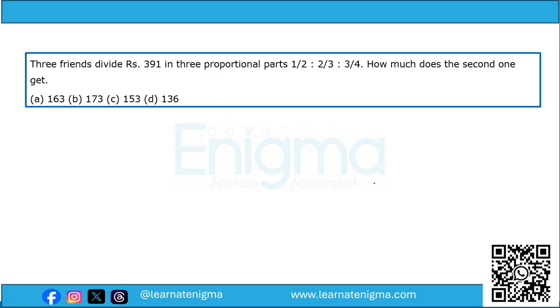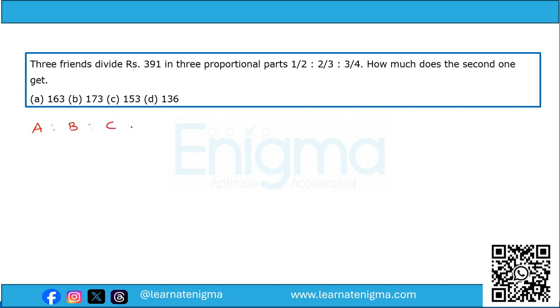Three friends divide rupees 391 in three proportional parts. 1 by 2 is to 2 by 3 is to 3 by 4. How much does the second one get? Now, let's assume the names of the three friends as A, B, and C.